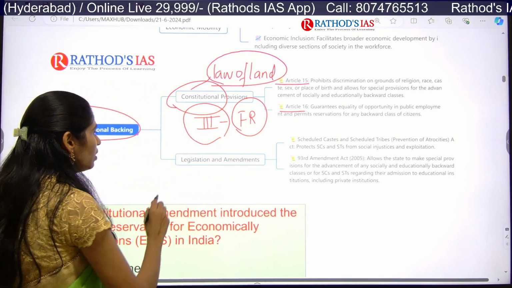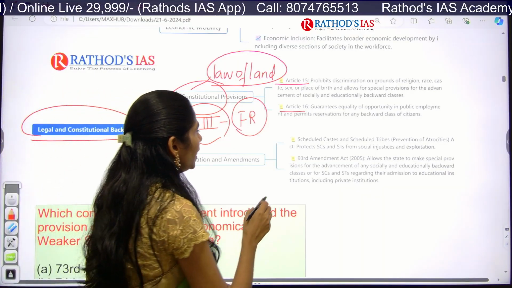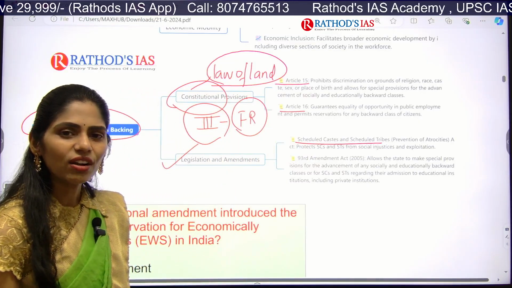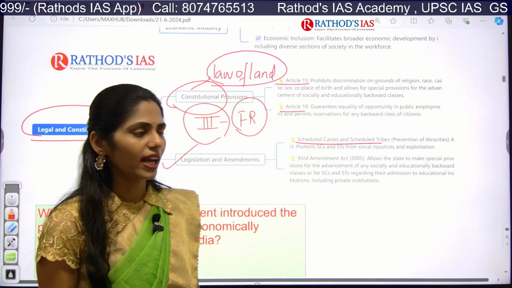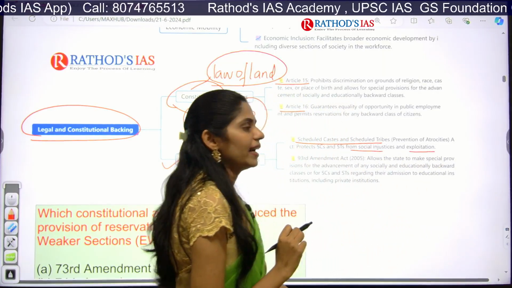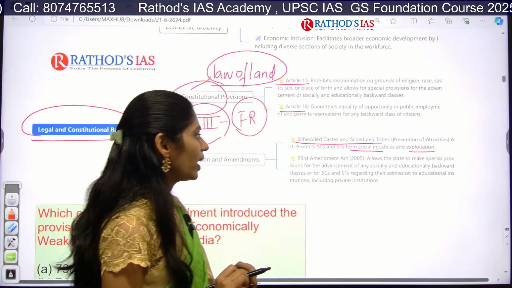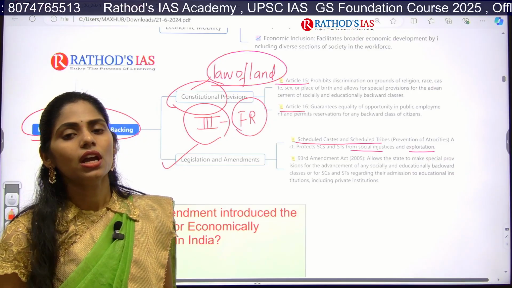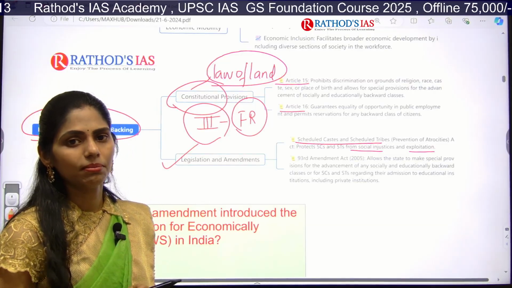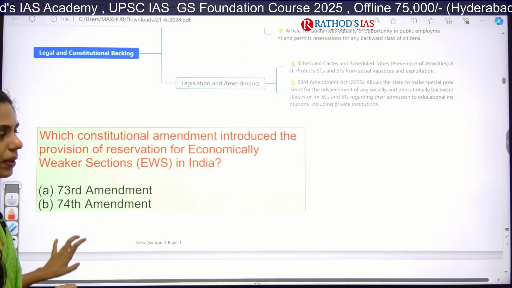And the next one is, here we have some laws and amendments. So we have the Scheduled Castes and Scheduled Tribes Prevention of Atrocities Act, which will protect Scheduled Caste and Scheduled Tribe people from social injustice as well as exploitation. And next, we have the 93rd Constitutional Amendment Act. And even recently, for the economically weaker sections, EWS, came the 103rd Constitutional Amendment Act. So this is the detail regarding that first topic.